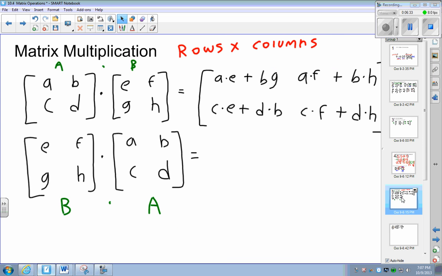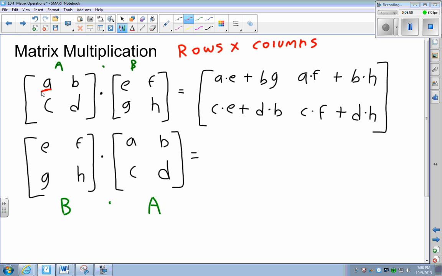Okay, now let's look at something a little bit more complicated. Matrix multiplication is going to be a little bit trickier. A general way to define it is row times column. So here, our A is going to be multiplied by our E, and then we're going to add it to B times G. So that's what we'll end up getting.